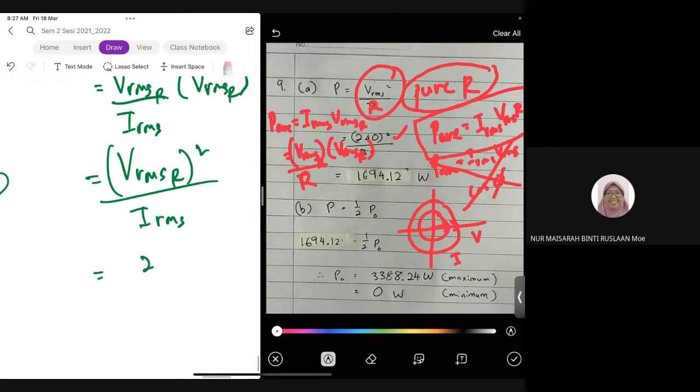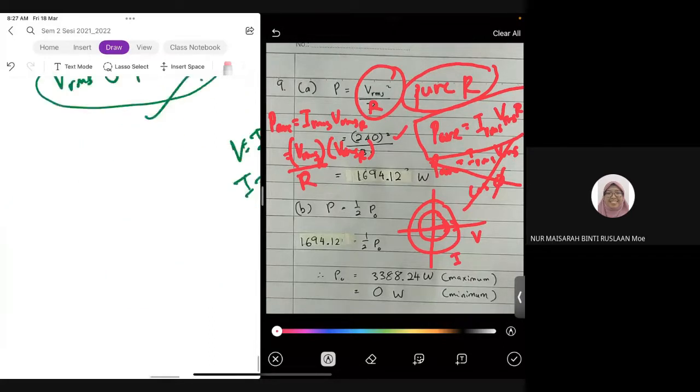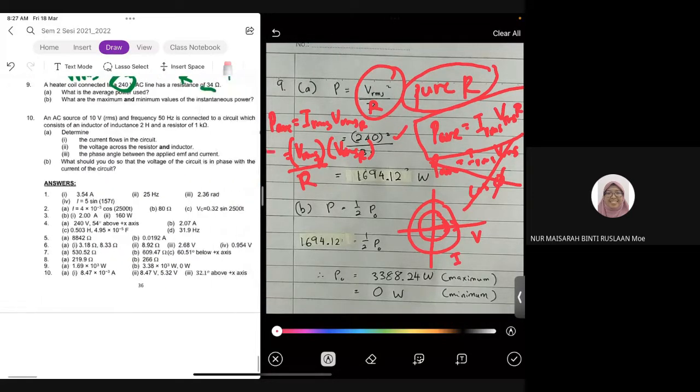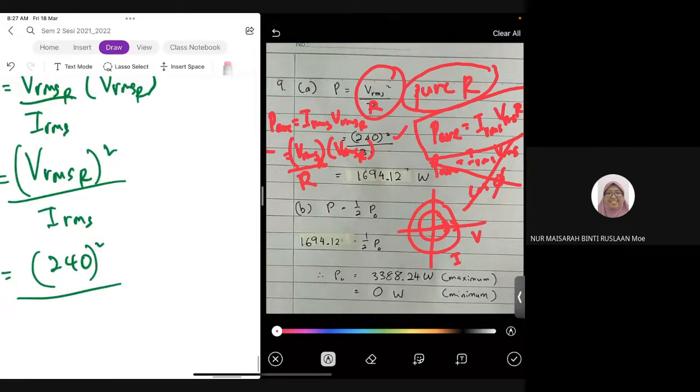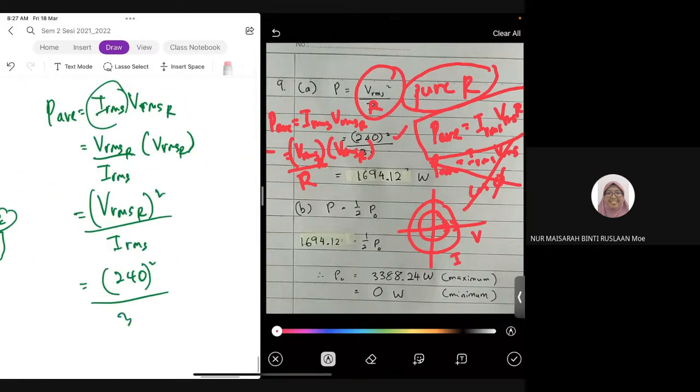So dari situ 240 squared you divide by berapa R tu? R dia ni berapa ni? Saya tak nampak dah ni. R dia adalah 34. So 34. So jawapan dia dapat 1694.12 watt. Cuma salah lah dari segi penulisan awak ni salah sebenarnya. Sebab tak ada Z. Kecuali awak letak Z sama dengan R dalam kes ni. Sebab dia pure resistor, dia tak ada Z.